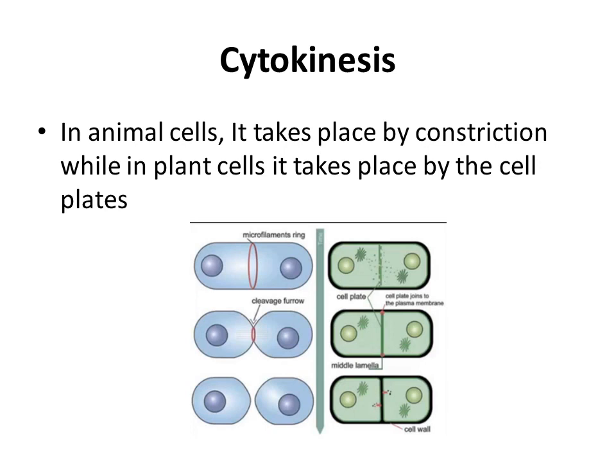Cytokinesis takes place differently in animal cells and plant cells. In animal cells, it takes place by constriction, while in plant cells, this procedure takes place with the help of the appearance of cell plates.